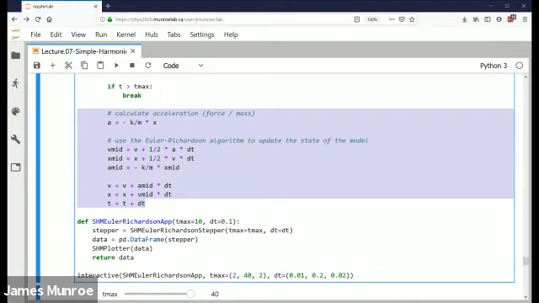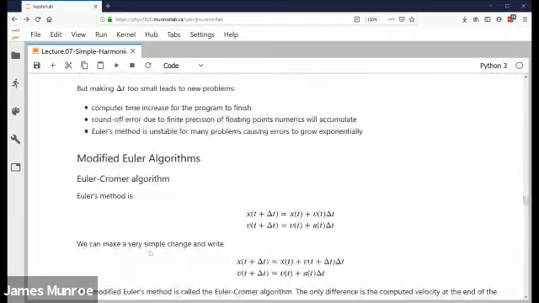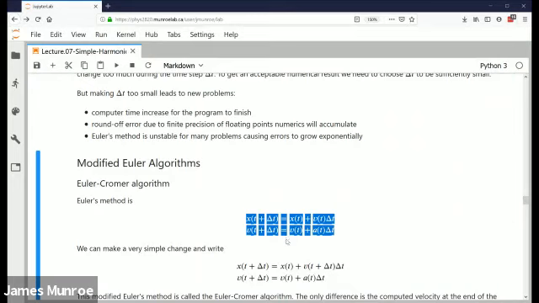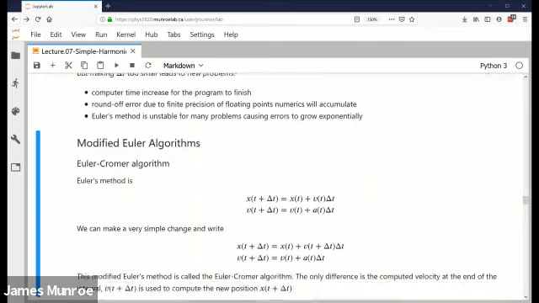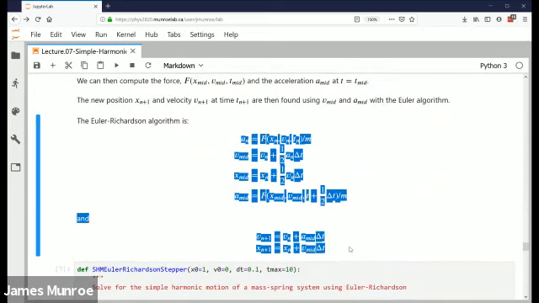So what we've covered in this lecture is 3 different algorithms. I'll just review. There's an Euler algorithm. An Euler-Kromer algorithm, where all we've done is change where we're evaluating v. And the Euler-Richardson algorithm, which is evaluating it at the midpoint, figuring out the velocity and the acceleration in the middle of every time step.